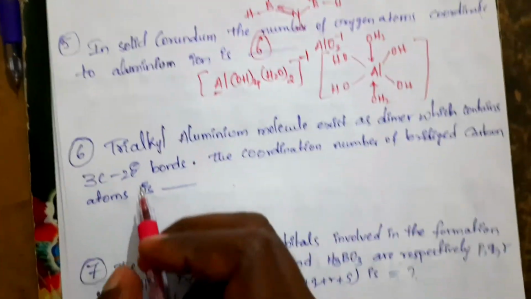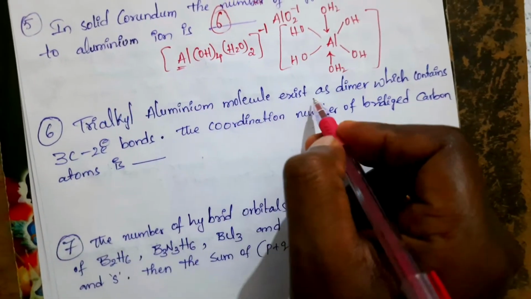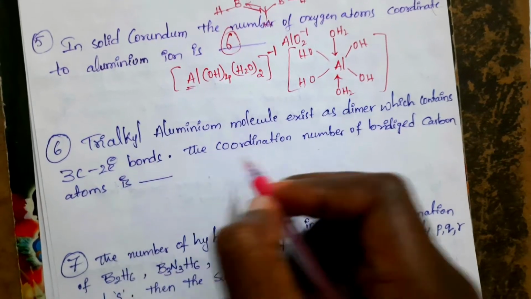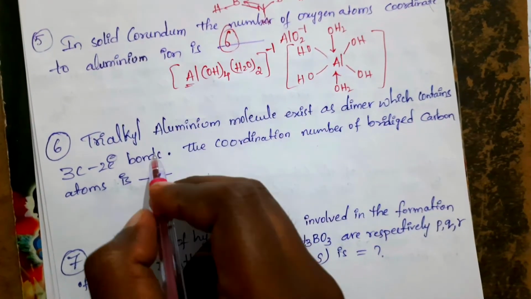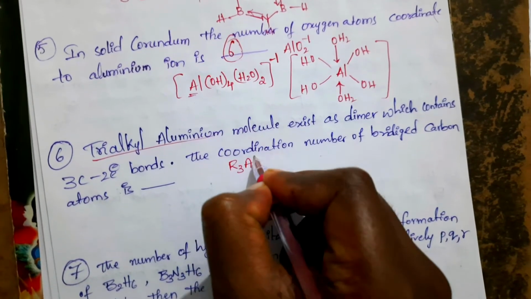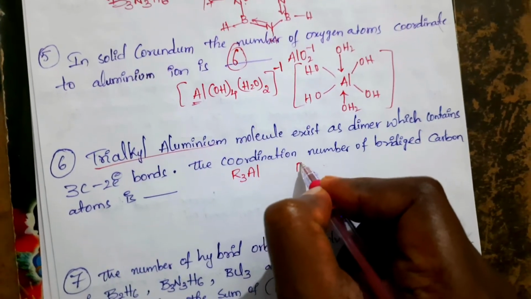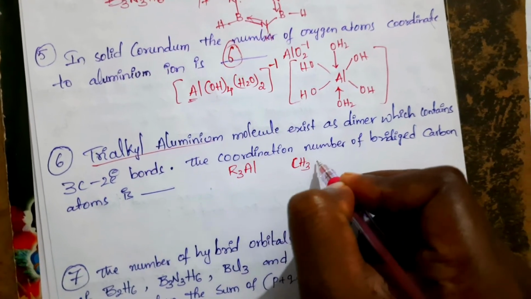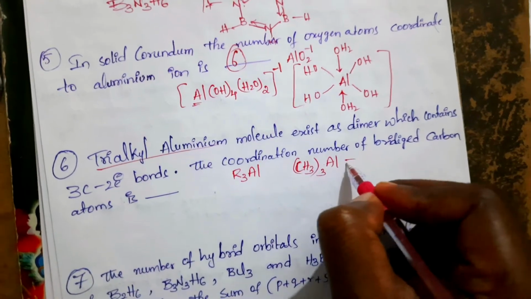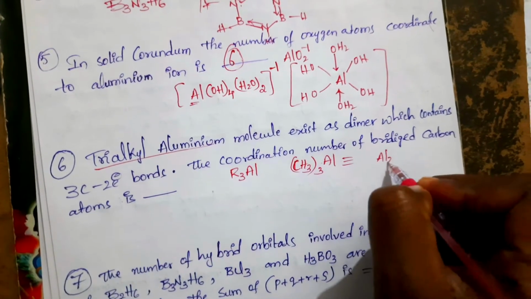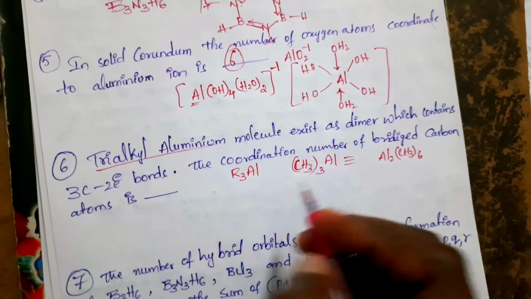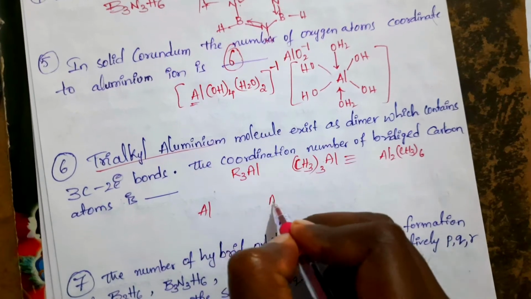Is that clear? Now, trialkyl aluminum molecule exists as a dimer which contains 3-centered 2 electron bonds. The coordination number of the bridged carbon atom in trialkyl aluminum. Say for example, take the methyl group: trimethyl aluminum in dimeric form, Al2(CH3)6. Here 1 aluminum, here 1 aluminum.